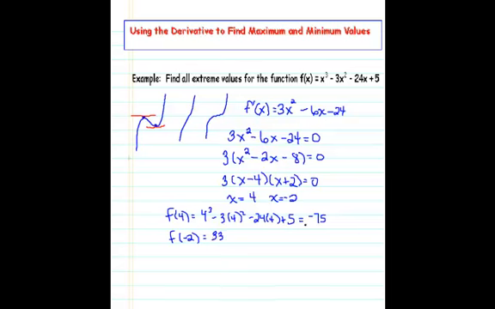Now, one of these points is a maximum and one of them is a minimum, and we can easily tell which is which by looking at the y values. This one's quite a bit lower. That's going to be our minimum value. The big number is going to be our max. So we're going to say here that we have a relative max of 33 at x equals negative 2, and a relative min of negative 75 at x equals 4.